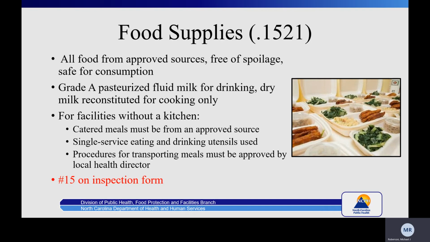Single service eating and drinking utensils should be used because facilities typically will not have or use their warewashing equipment, or they don't even have warewashing equipment there for multi-use utensils. And we need to verify that procedures for transporting meals are approved by the health department. So keep in mind that it's a really good idea to make sure that we are talking to the person in charge about where the food's coming from, researching to make sure that the food is coming from an approved source and being transported and handled properly.